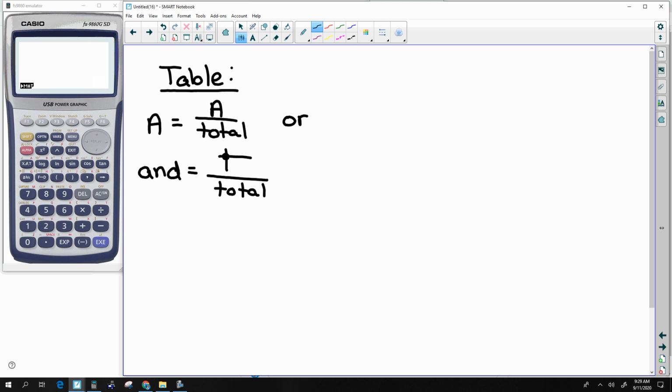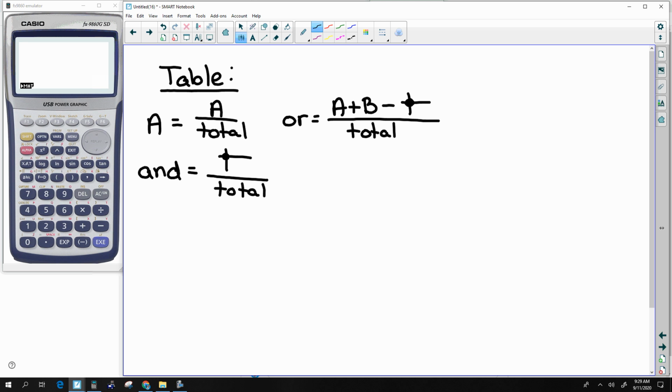The word or: you add up the two different things and you subtract off any intersection. Again, sometimes there isn't an intersection, so that intersection would be 0. And again, that's out of the total, and the total is usually found in the lower right corner.